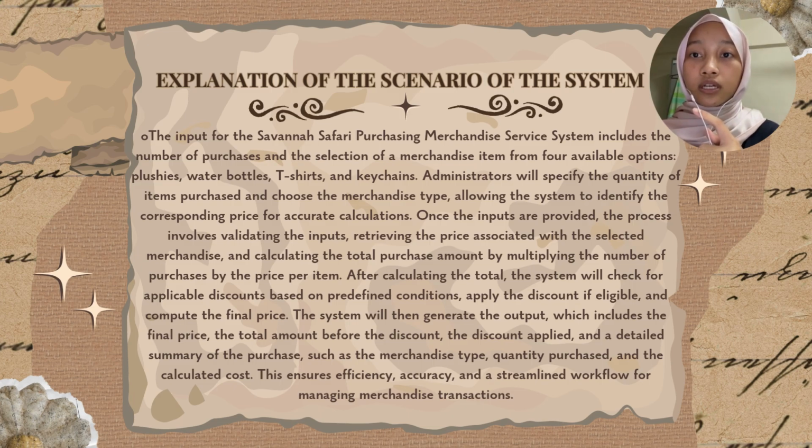After calculating the total, the system will check for applicable discounts based on predefined conditions, apply the discount if eligible, and compute the final price. The system will then generate the output, which includes the final price, the total amount before the discount applied, and a detailed summary of the purchase, such as the merchandise type, quantity purchased, and the calculated cost. This ensures efficiency, accuracy, and a streamlined workflow for managing merchandise transactions.